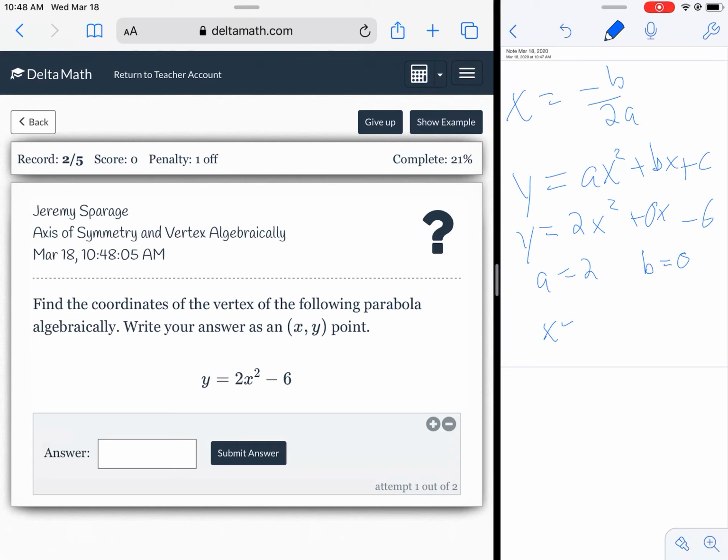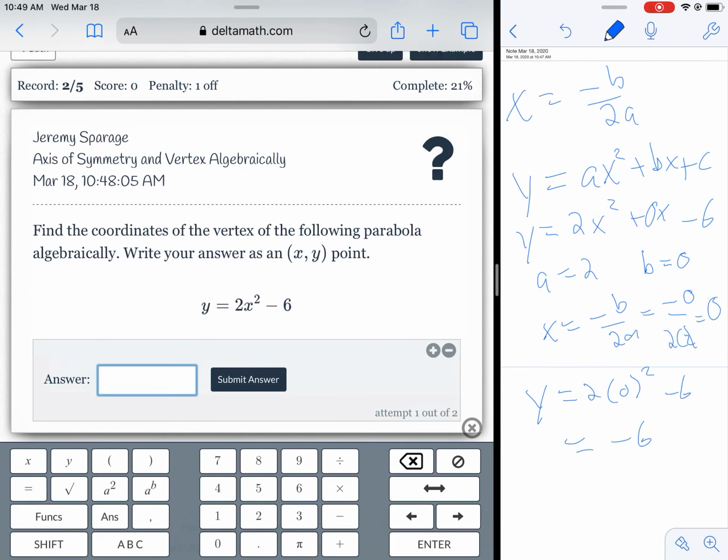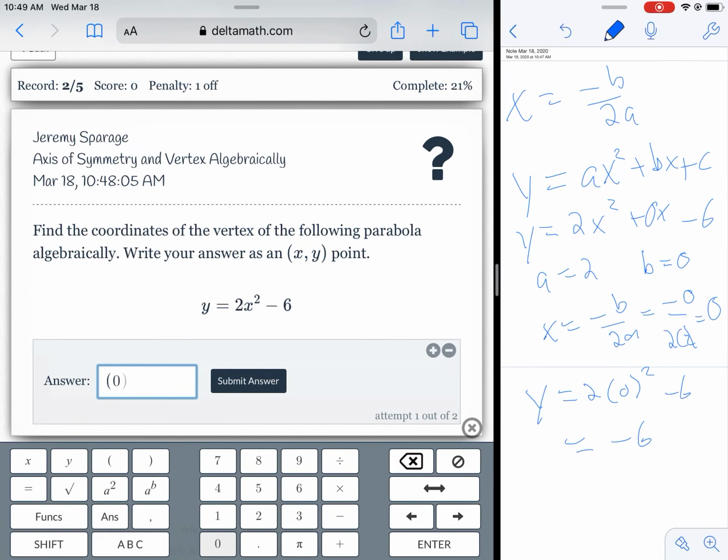So if I have negative b over 2a, I get negative 0 over 2 times 2, which is 0. So my x-coordinate of the vertex is 0. To find my y-coordinate, I simply plug that value in. 2 times 0 squared minus 6, which equals negative 6. So I should get 0, comma, negative 6.